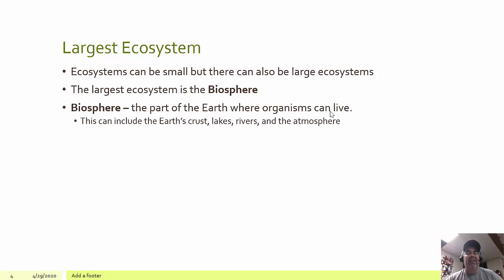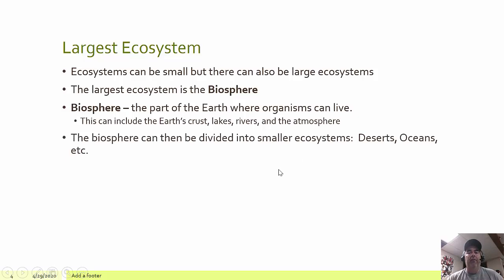We've got the sky and the atmosphere for birds and stuff like that. So it says here that this can include the Earth's crust, lakes, rivers, atmosphere, streams, ponds, things like that. So basically we're talking about really the whole entire Earth. The biosphere, though, we can go ahead and divide into smaller ecosystems.